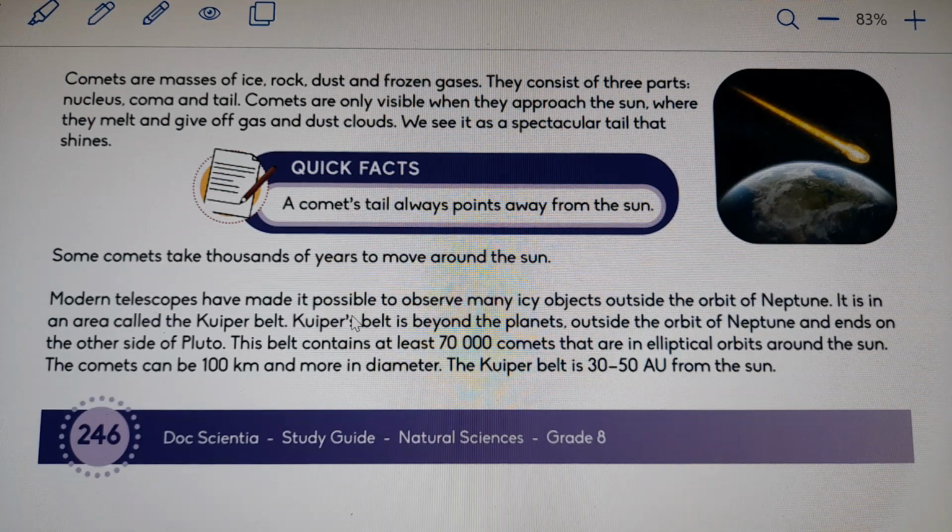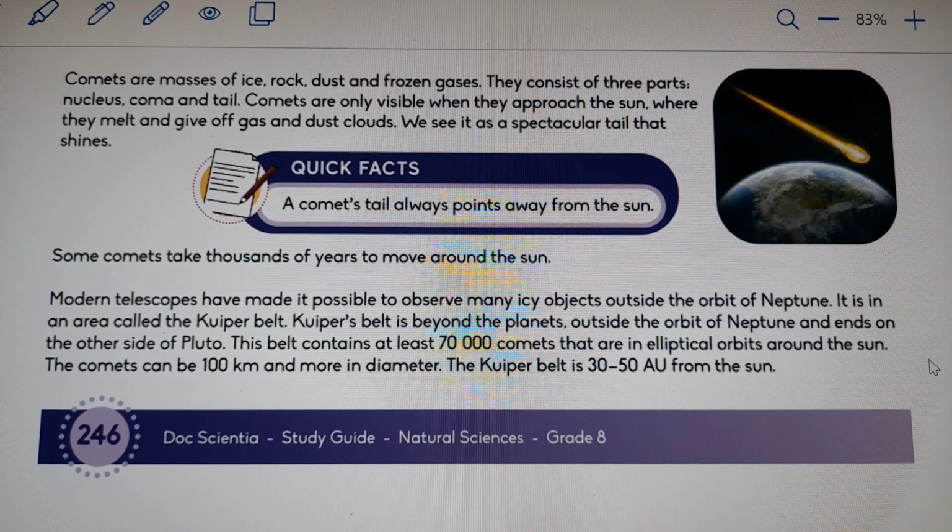Modern telescopes have made it possible to observe many icy objects outside the orbit of Neptune. It is an area called the Kuiper Belt. The Kuiper Belt is beyond the planets, outside the orbit of Neptune, and ends on the other side of Pluto. This belt contains at least about 70,000 comets that are in elliptical orbit around the sun. The comets can be 100 kilometers and more in diameter. The Kuiper Belt is 30 to 50 AU from the sun.